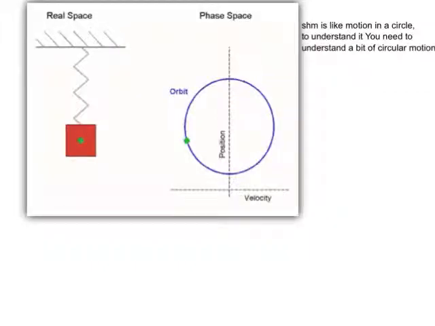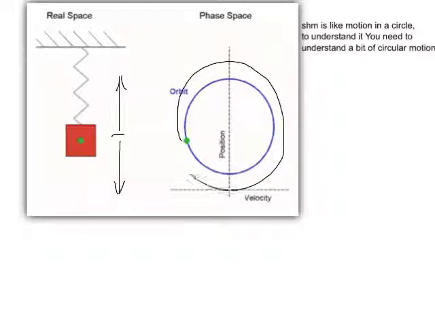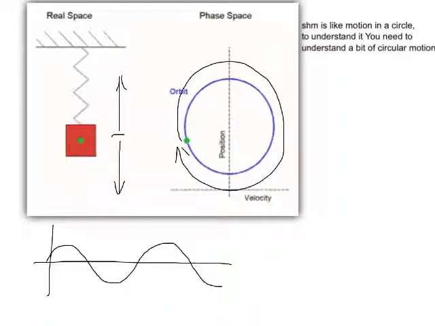Okay, simple harmonic motion. As this moves up and down, you can see from the GIFs on the Moodle page that the motion is very much like the movement of an object in a circle. So before we start looking at the equations of simple harmonic motion, which look like this, we're going to look at some circular motion definitions first.